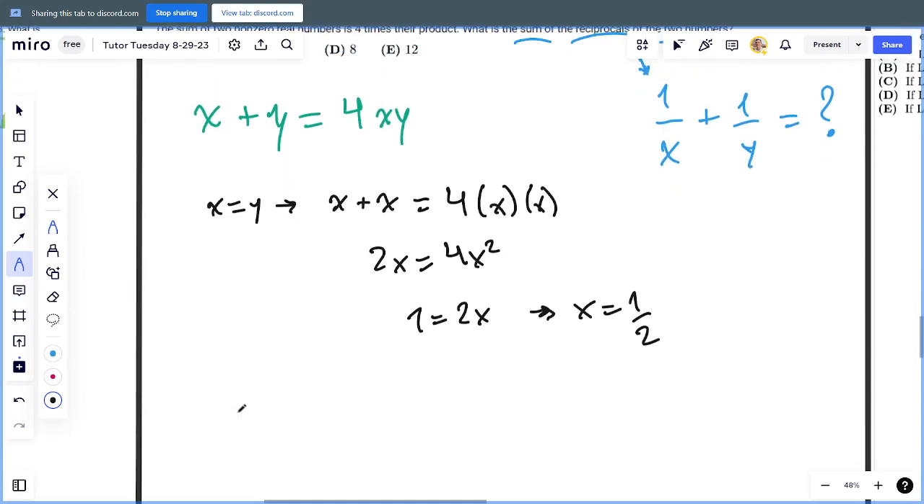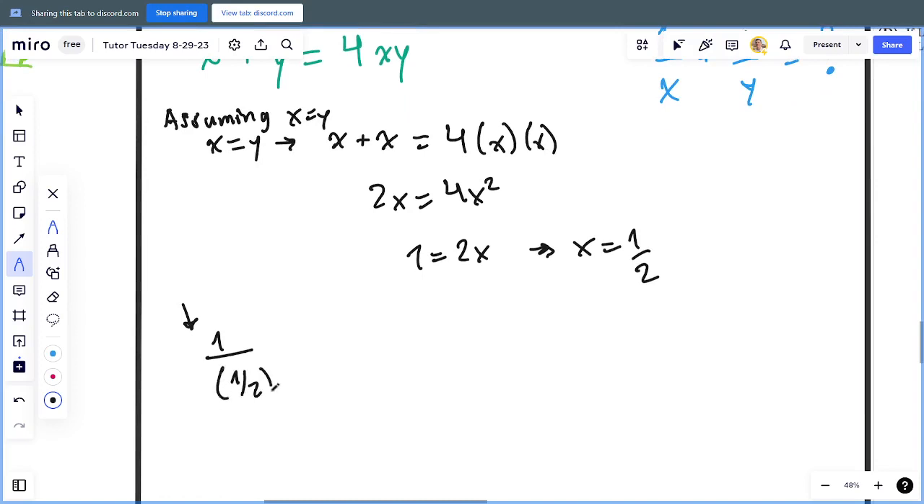Then, of course, let me write it up here, assuming x is equal to y, which simplifies the equation for us, we would get something like 1 over 1/2 plus 1 over 1/2 equals 2 plus 2, which is equal to 4.